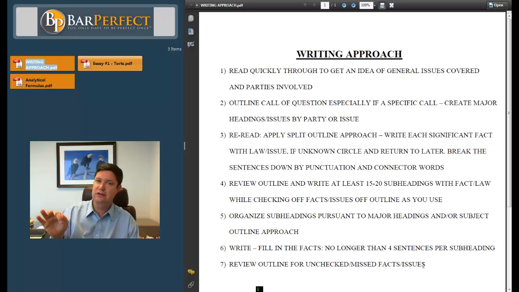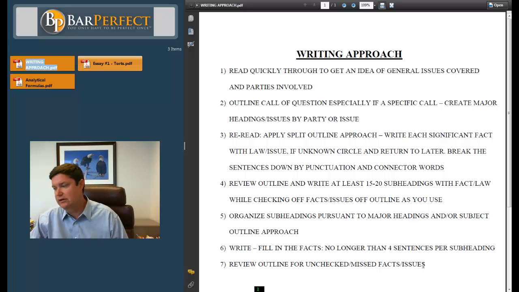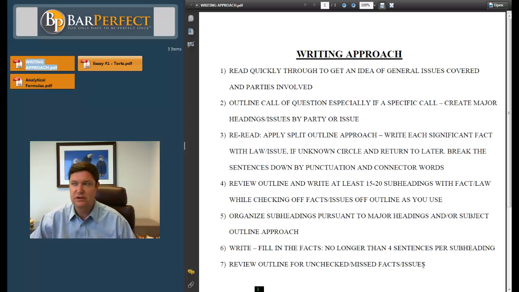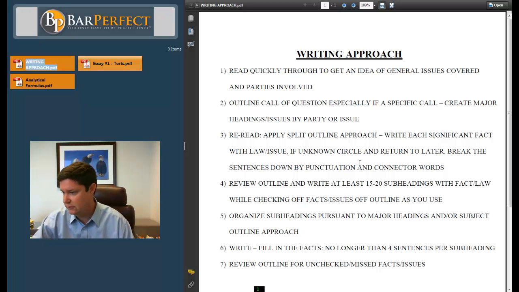Now, the place that a lot of students make mistakes is they don't review their outline for unchecked, missed facts or issues. You've got your outline in front of you. Make sure you've addressed everything and said, you know what, I'm not going to write about that, or I forgot about writing about that. So you need to go back and check, because numerous times I've had students say, I saw that but I didn't write it. That's the point. When you feel that, you know that you've missed some issues.